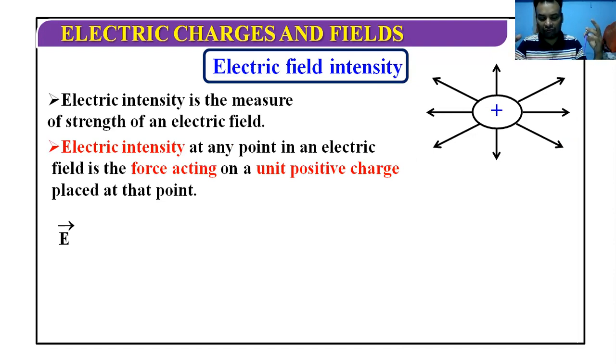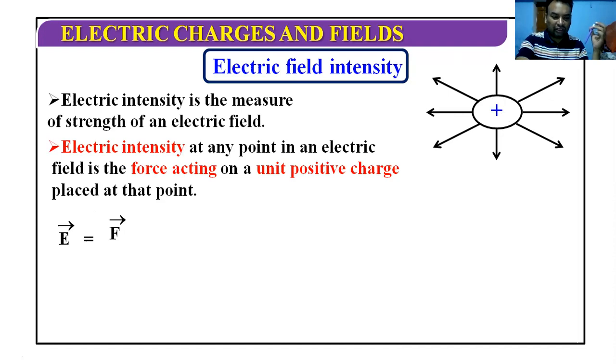If we have a negative charge, the electric lines or the electric field will move towards that negative charge. You just opposite the direction of these arrows and replace the positive with the negative, then you will get the pattern of the field of a negative charge. Now we are interested in finding the strength of the field. So for that we have to find out electric field intensity, which is represented by E.